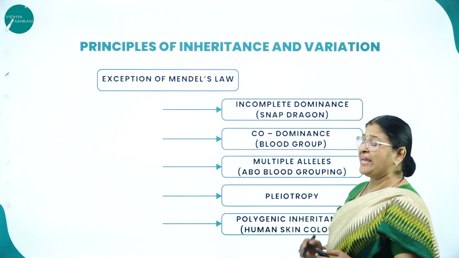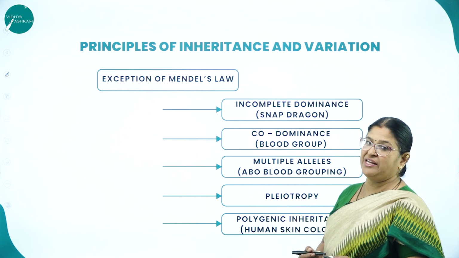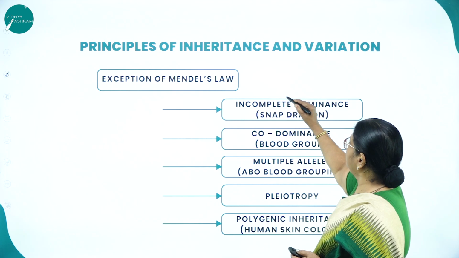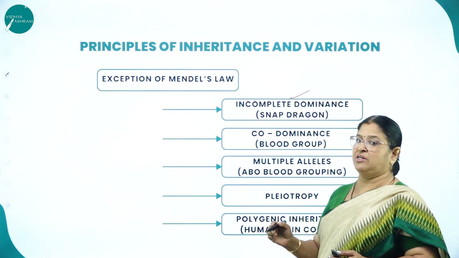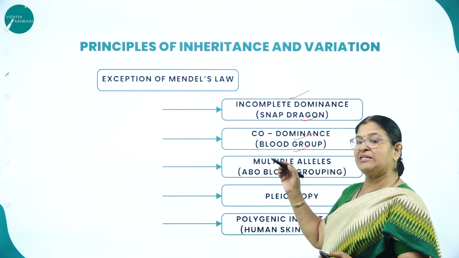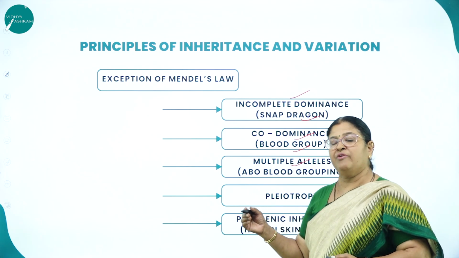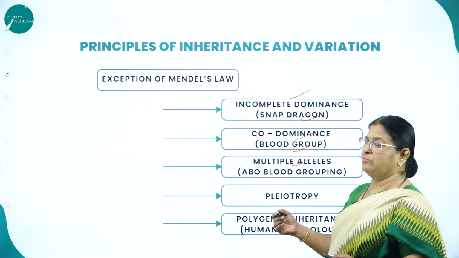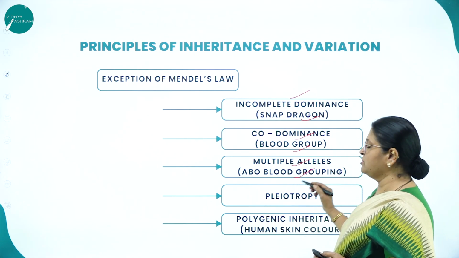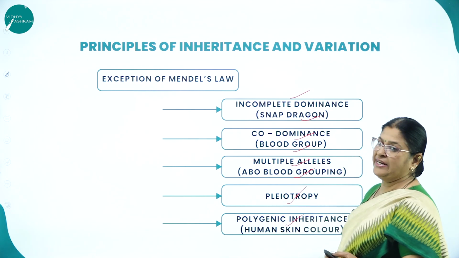Moving on to the exceptions to Mendel's law. There was a slight deviation from Mendelian laws, that is incomplete dominance, which was studied with a plant example called snapdragon; codominance, that is particularly AB blood group; and multiple allelism, that is when genes occur in more than one form. The classical example is the occurrence of ABO blood groups. Then pleiotropy, then polygenic inheritance.